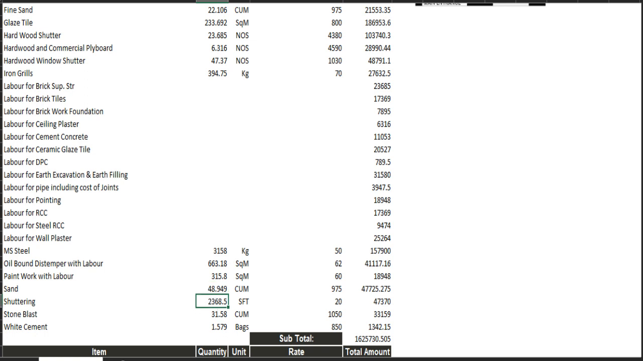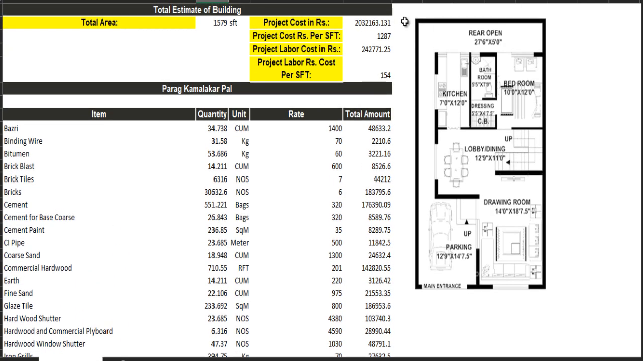Okay, the shuttering work is required 2,368 square feet. Stone ballast is 31 cubic and white cement is 1.5 bag. Okay, so the overall cost is 20.32 lakhs including the labor, and the labor cost is 2.42 lakh rupees.